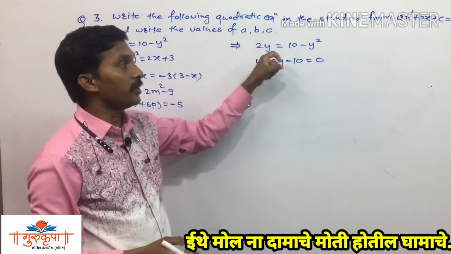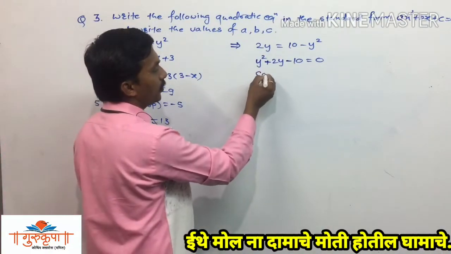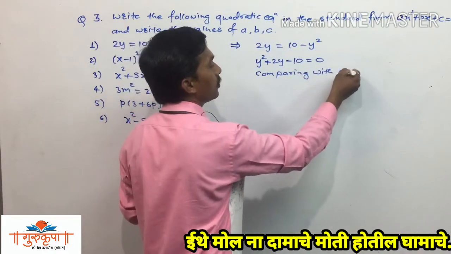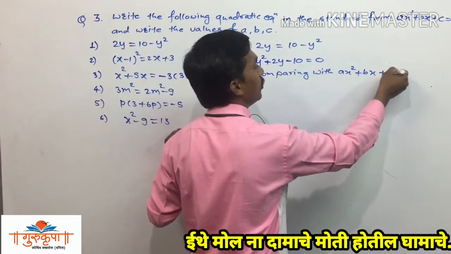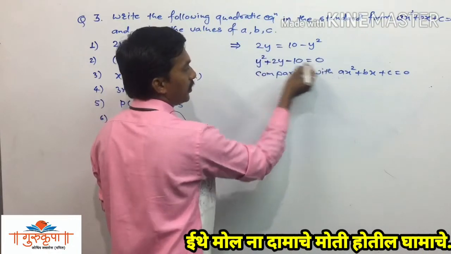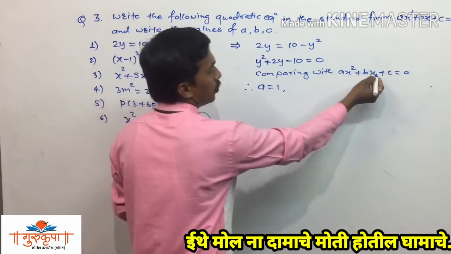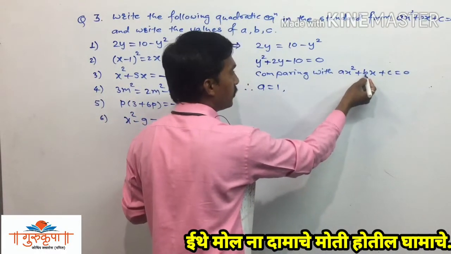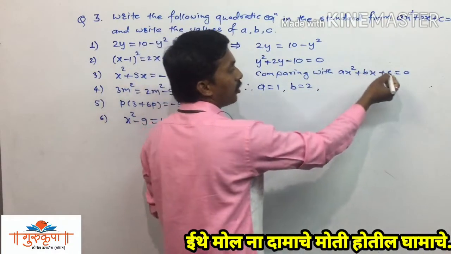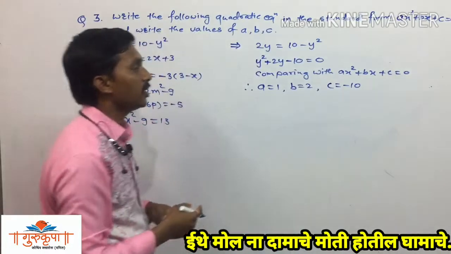Now the equation is written into the standard form and we have to find the values of a, b and c. So comparing with ax square plus bx plus c is equal to 0, the value of a is the coefficient of square term. Here nothing is written, means 1 is there. So a is equal to 1. This is coefficient of linear term, that is b, and here we have positive 2. So b is equal to 2, and the constant term is minus 10. So we have c is equal to minus 10. That is the answer of the first question.